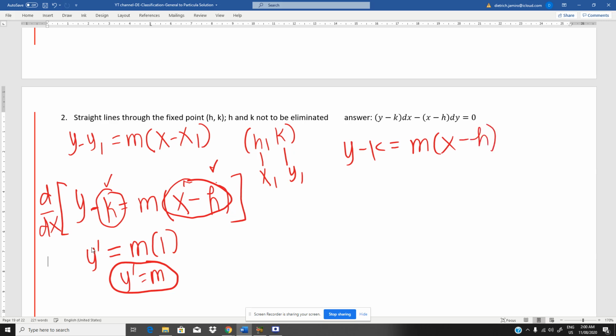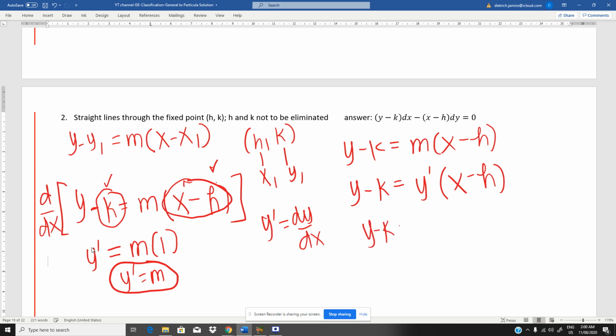So by this, we will substitute y prime into our m. So we will have y minus k is equal to y prime multiplied by x minus h. We know that y prime is equivalent to dy over dx, so I'll just change y prime with dy over dx. So we'll have y minus k is equal to dy over dx multiplied by x minus h.